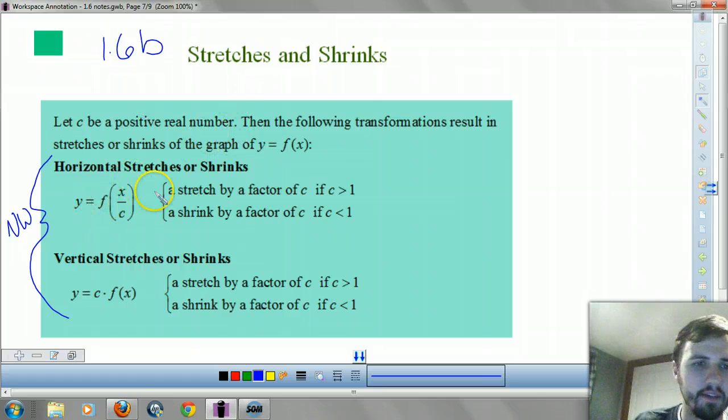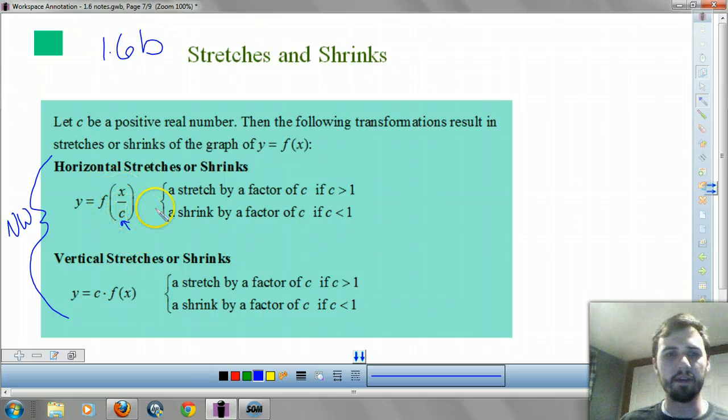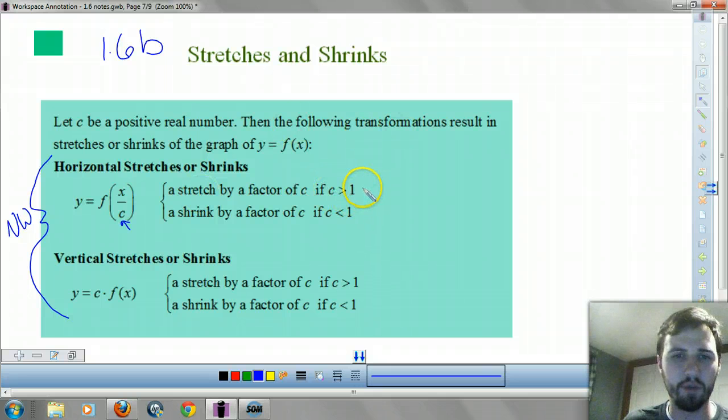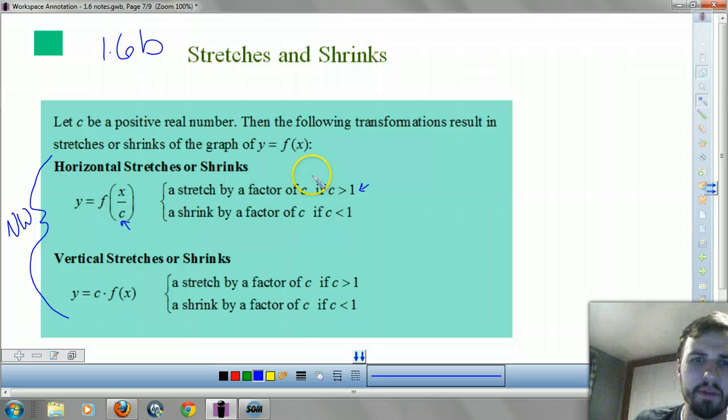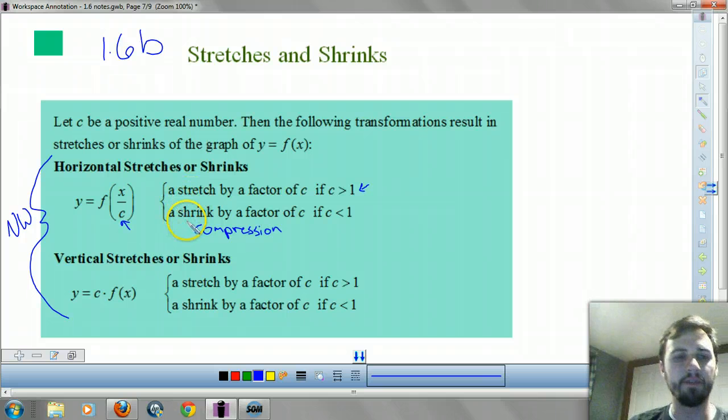The first thing we got to look at is, if you see in here, they use that C again. If it's X over C, it's a stretch if C is greater than 1. So if C is greater than 1, it's getting bigger. It's a shrink if it is less than 1. So it's going to kind of compress it. Sometimes these are called a stretch and compression. I've also seen compression, so make sure you know that.